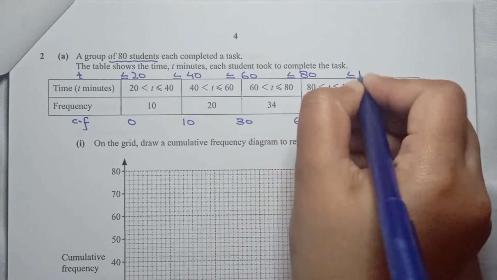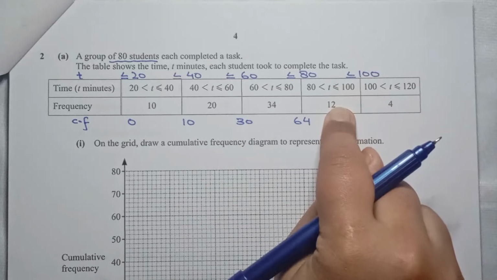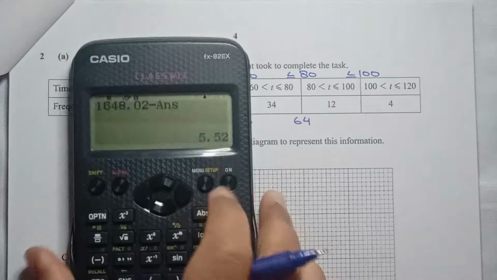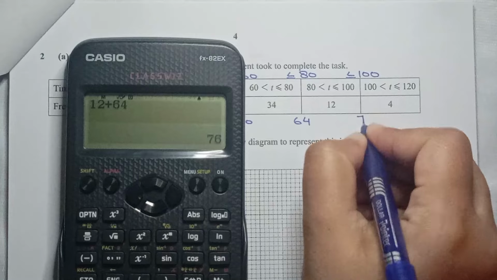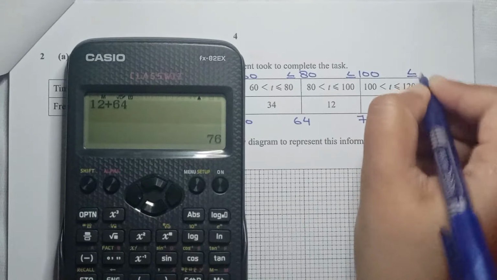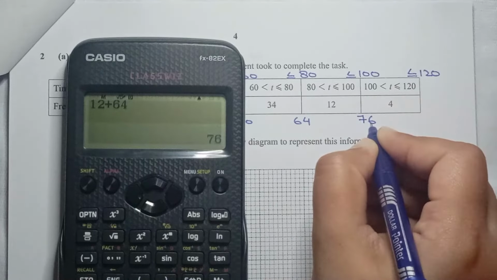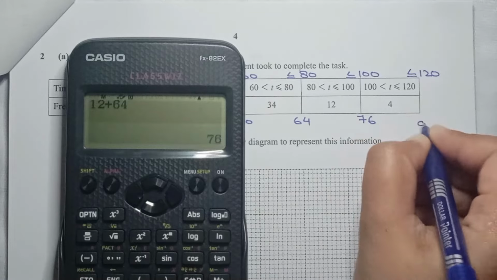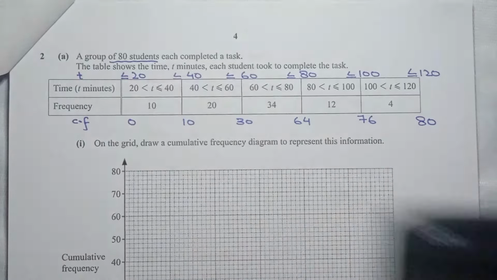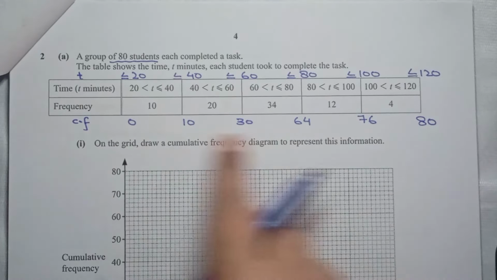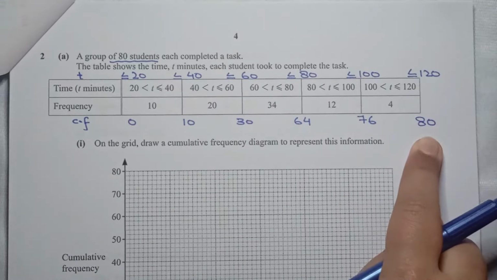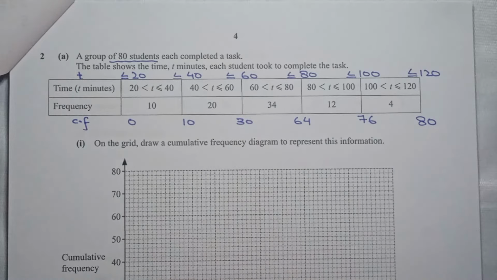When it is less than or equal to 100, we have 12. So what is 12 plus 64? 12 plus 64 would be 76. And when it is less than or equal to 120, it would be 76 plus 4, which equals 80. Right? Okay. Now we can use the times and the cumulative frequencies to get the cumulative frequency graph.